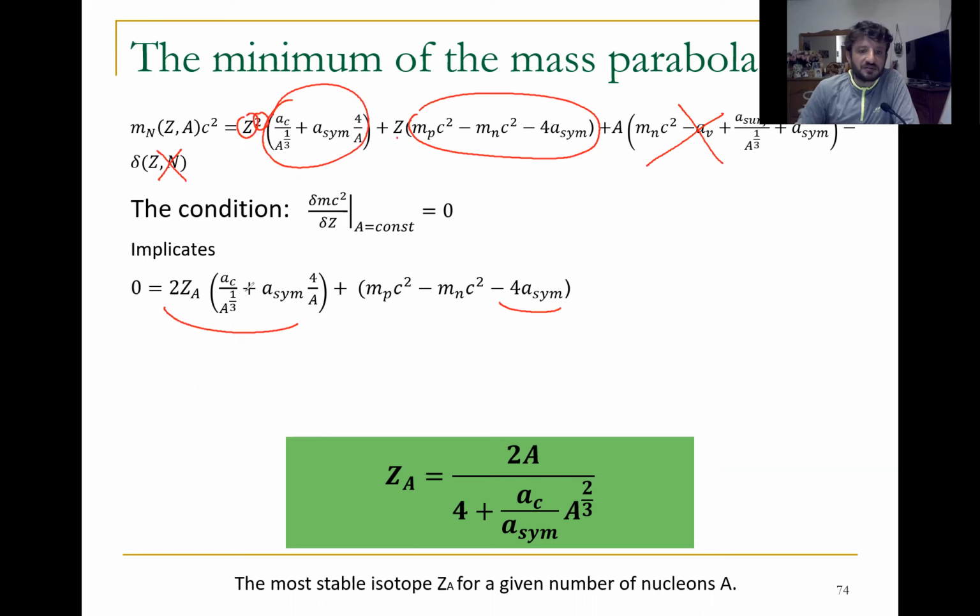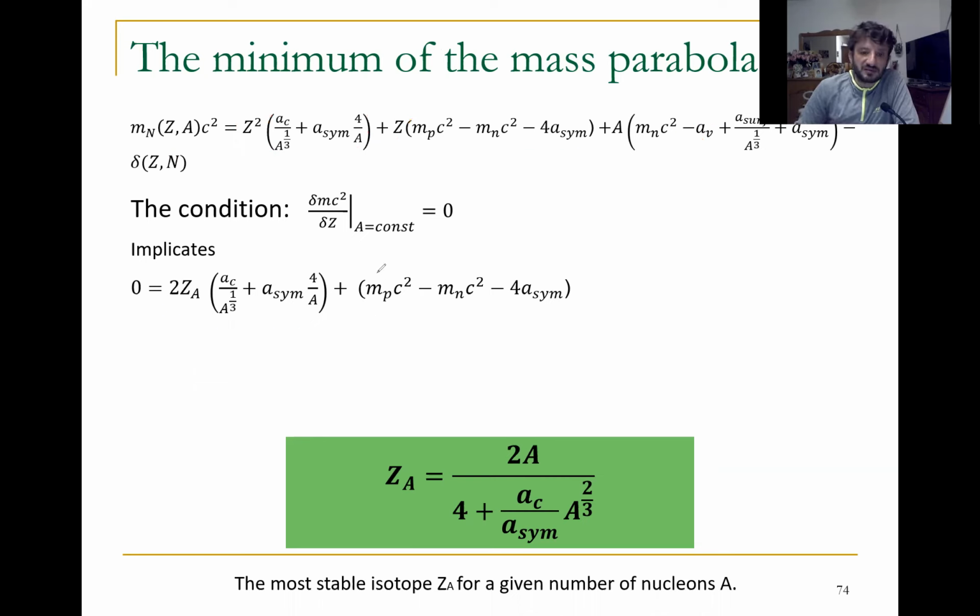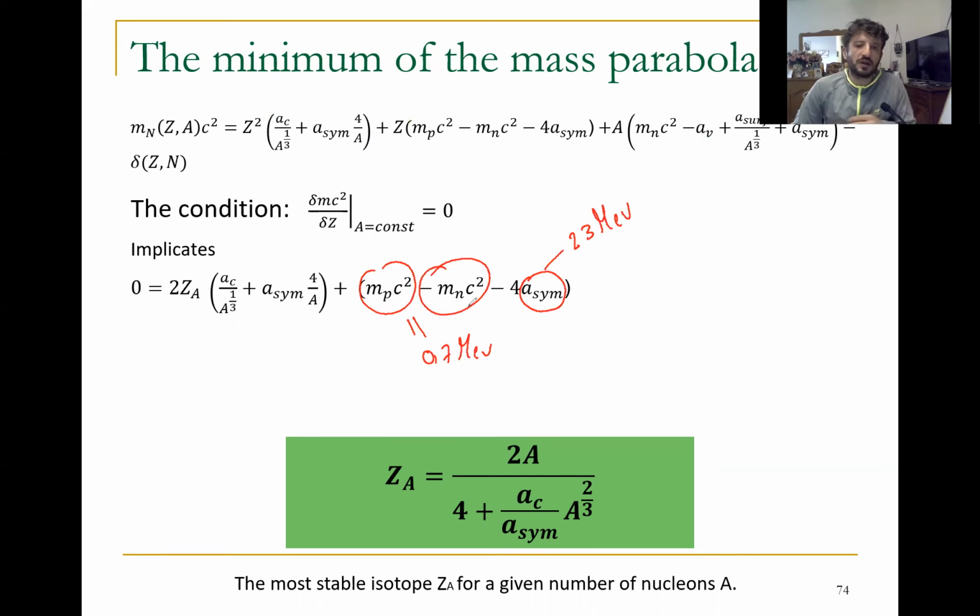We can simplify this relation. You know, this value and this value is about 0.7 MeV. Okay, only a symmetric, it's about 23 MeV. So we can say these values are negligible. We can neglect these two terms.